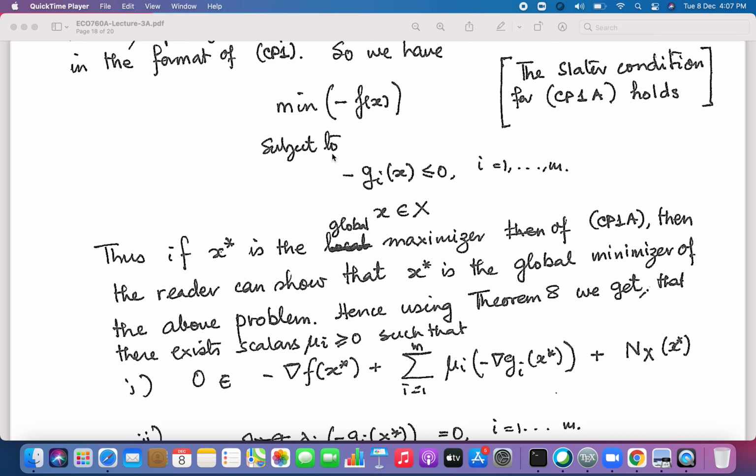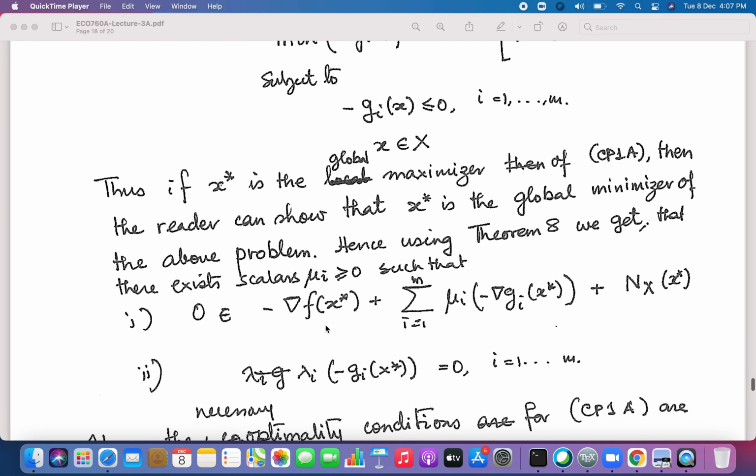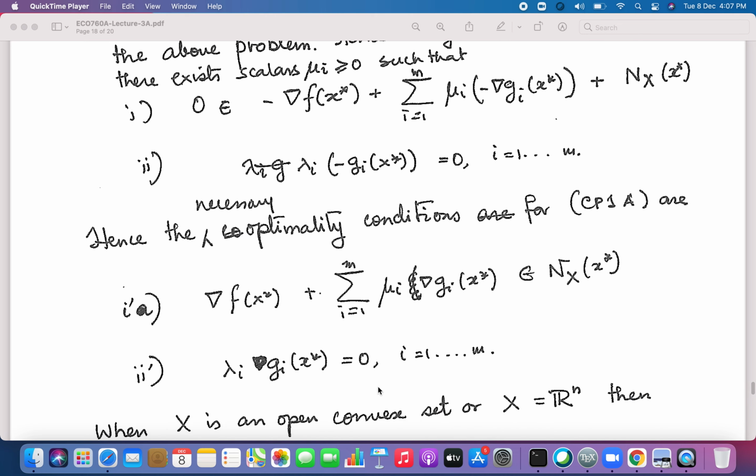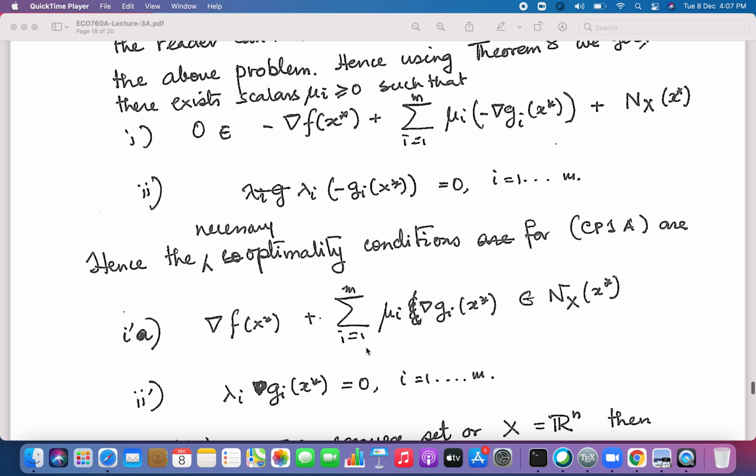So now using theorem 8, which was the Karush-Kuhn-Tucker condition, we will get this: minus of grad f(x bar), summation mu_i into minus of grad g_i(x bar), plus N_X(x bar), and that too into lambda_i into minus g_i(x bar). So this condition remains the same. So what do I have? I have grad f(x star) plus summation i equal to 1 to m mu_i grad g_i(x bar) minus an element of N_X(x bar). Does it ring a bell? Does it ring a bell?